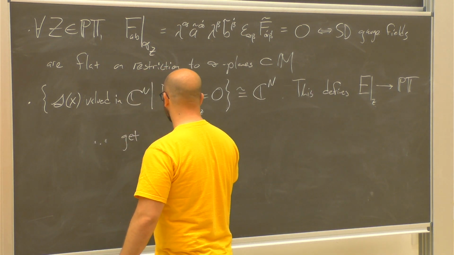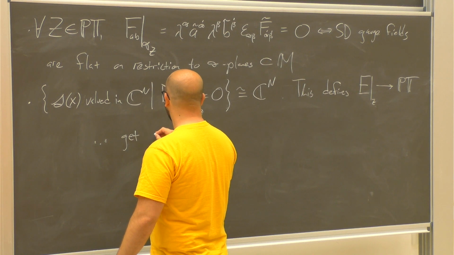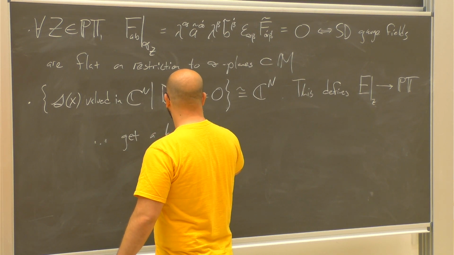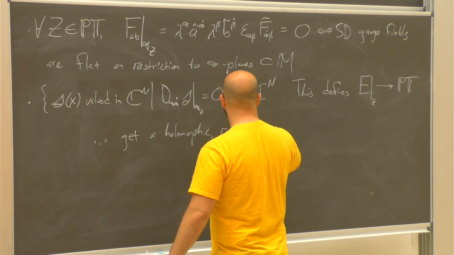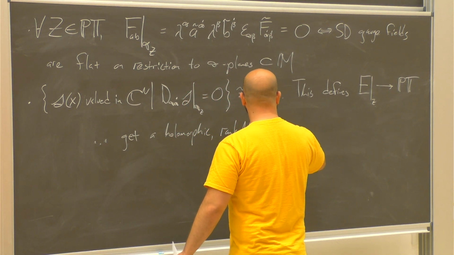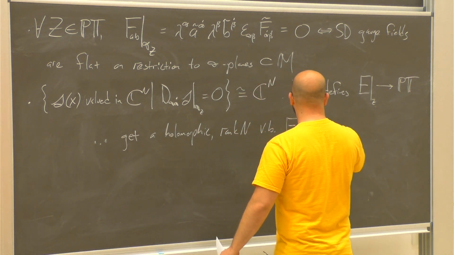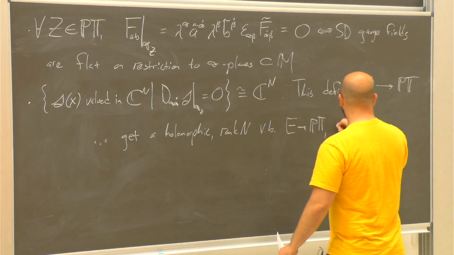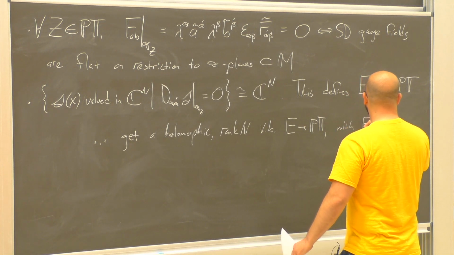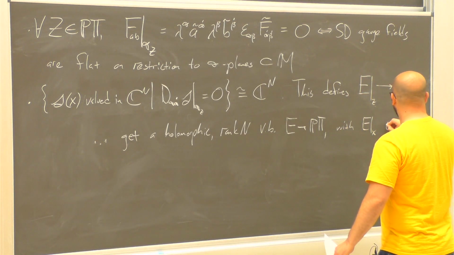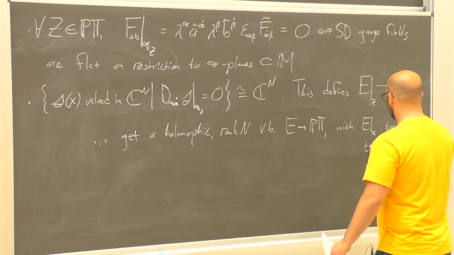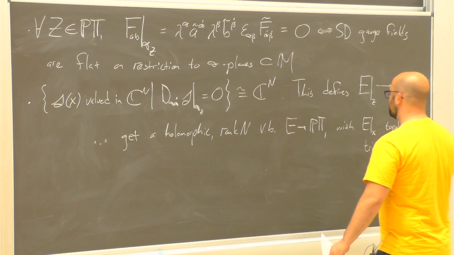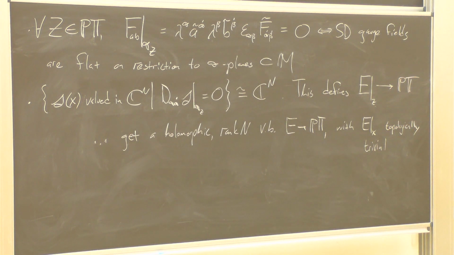I'm brushing some subtleties under the carpet here, of course. You get a holomorphic rank n vector bundle E over PT with E restricted to X topologically trivial. So again, I hesitate to call any of this a proof, but this is at least a pretty coherent sketch of the actual proof of Ward's theorem.